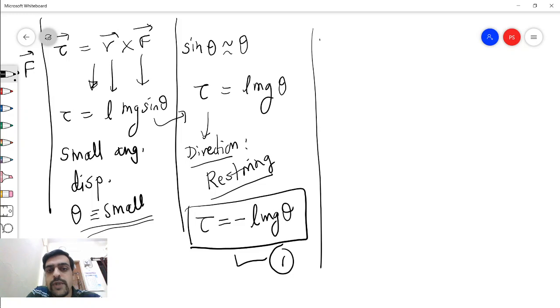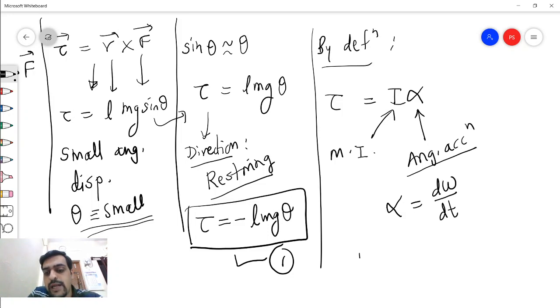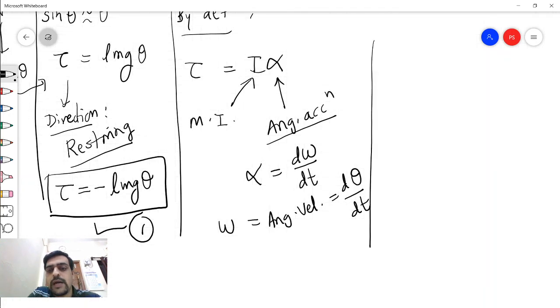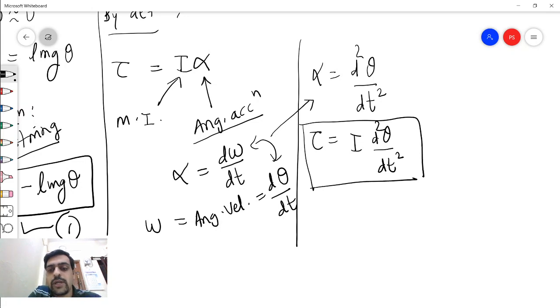Now we know that by definition torque is I times alpha. I is already discussed, it is the moment of inertia of the body. Alpha is angular acceleration. So we all know that alpha is just rate of change of angular velocity, and omega, which is the angular velocity, is rate of change of angular displacement. So alpha will be second order derivative of theta. If we combine these two equations, we will directly get this result. As a result, the torque will be I times d2 theta by dt squared. This is the second important equation.